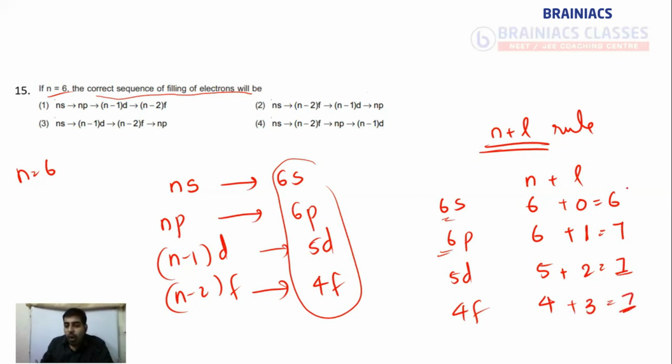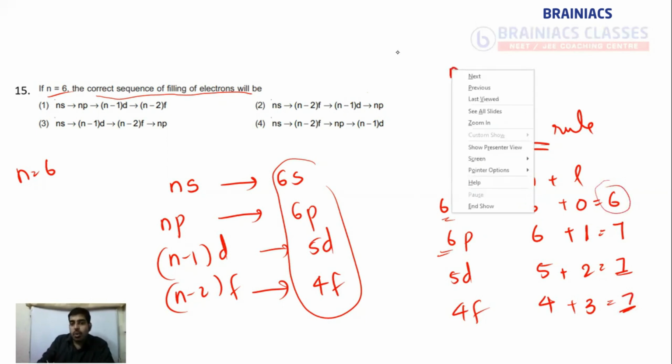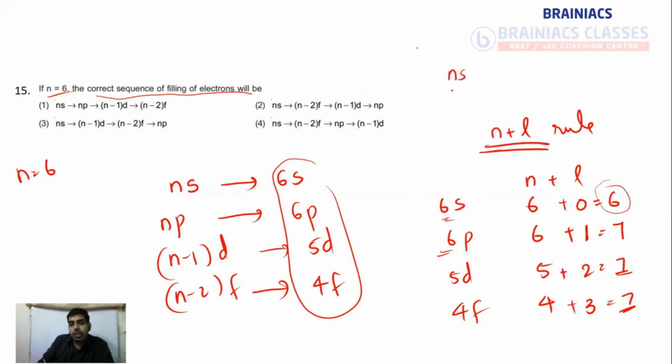So 6s has the lowest n plus l value. So first we have to fill the ns orbital, that is the 6s orbital. So this has the lowest energy value. So we have to first fill ns, that is the 6s orbital.